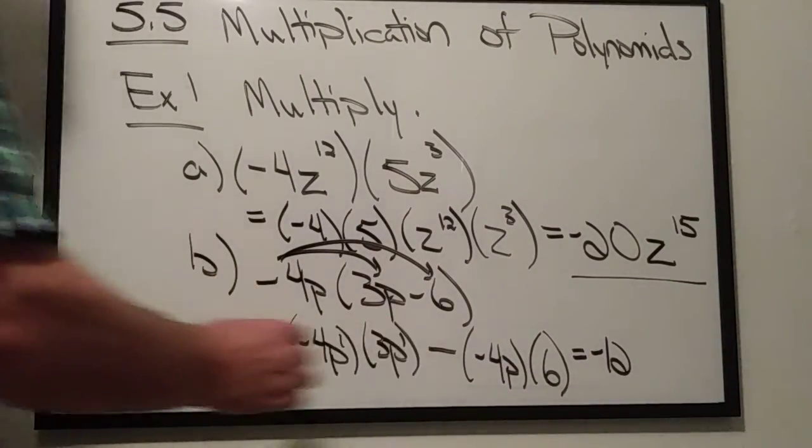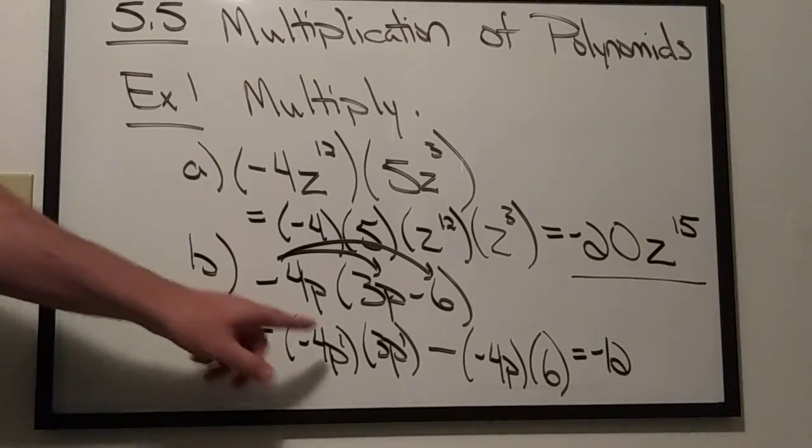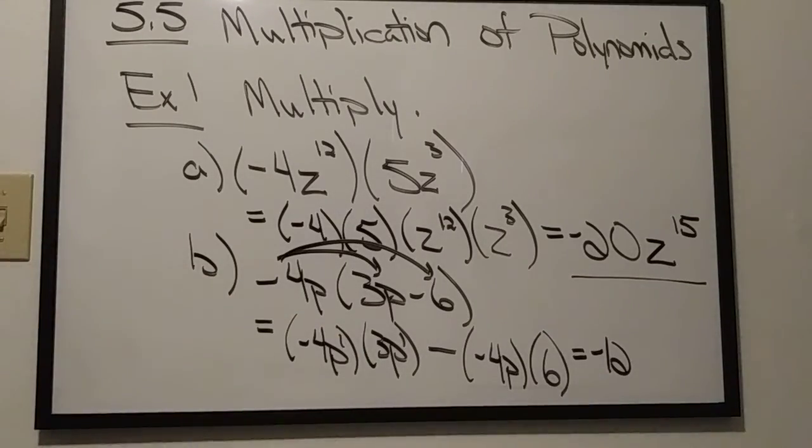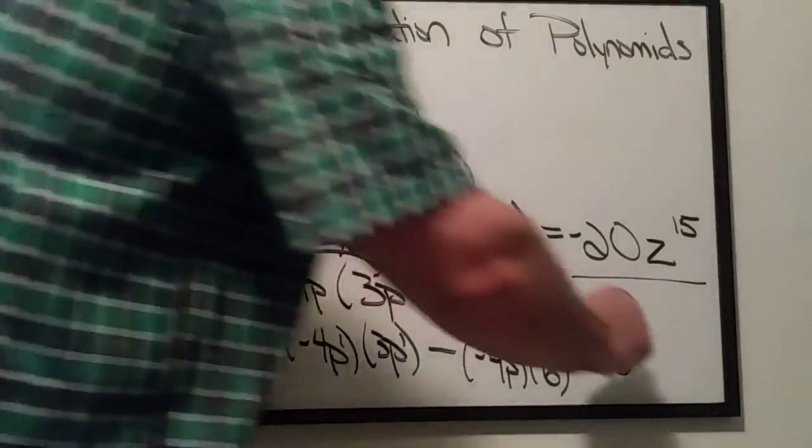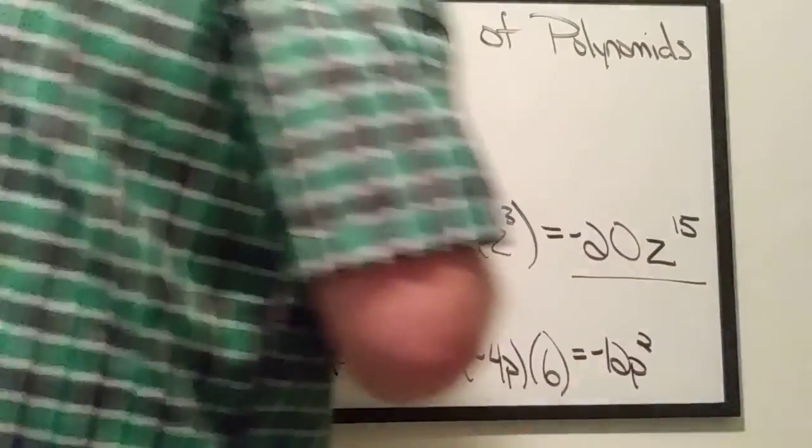Again, I'm going to write those just to make sure you're seeing them. And if I have p to a power times p to a power, once again, this is an example of the product rule, which means I'm going to add those exponents. 1 plus 1 is going to be 2, so this is going to be p squared.